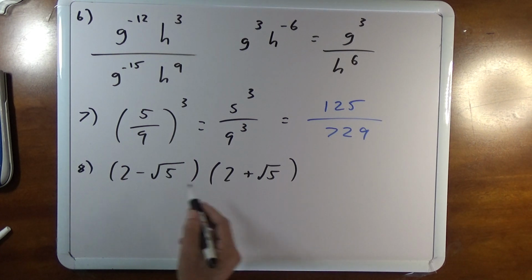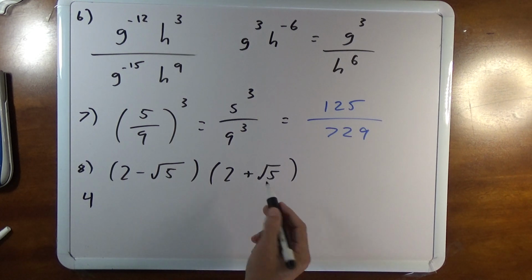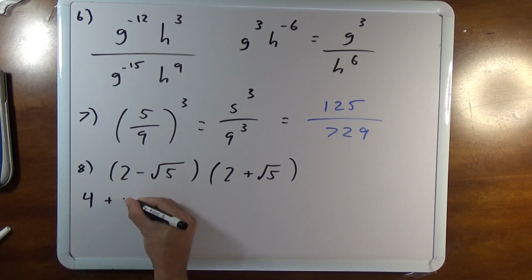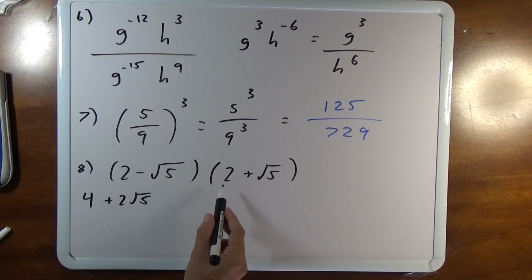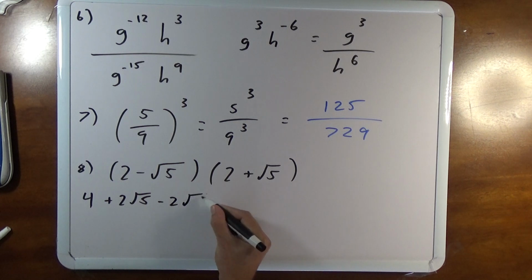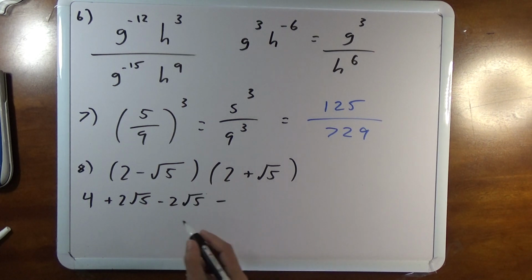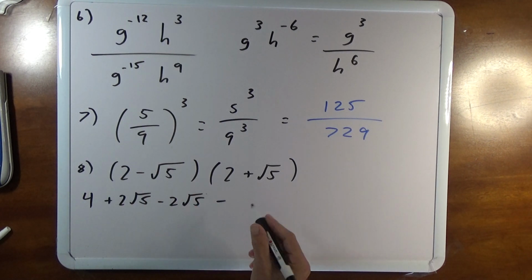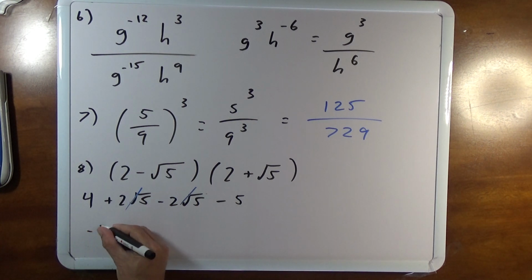So first times first, 2 times 2 is 4. So outside is 2 times the square root of 5. It's plus 2 root 5. So the inside will be the opposite of root 5 times 2, or minus 2 root 5. And then this will be minus the square root of 5 times the square root of 5, which is 5. So these will cancel. And I'm just left with 4 minus 5, or negative 1.